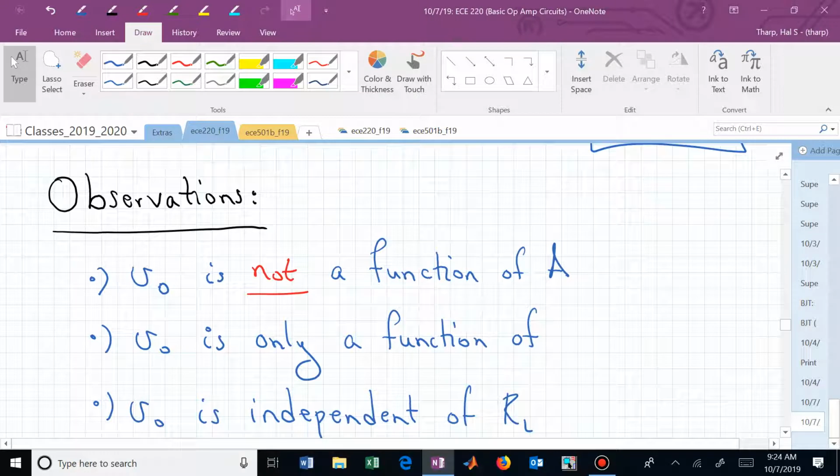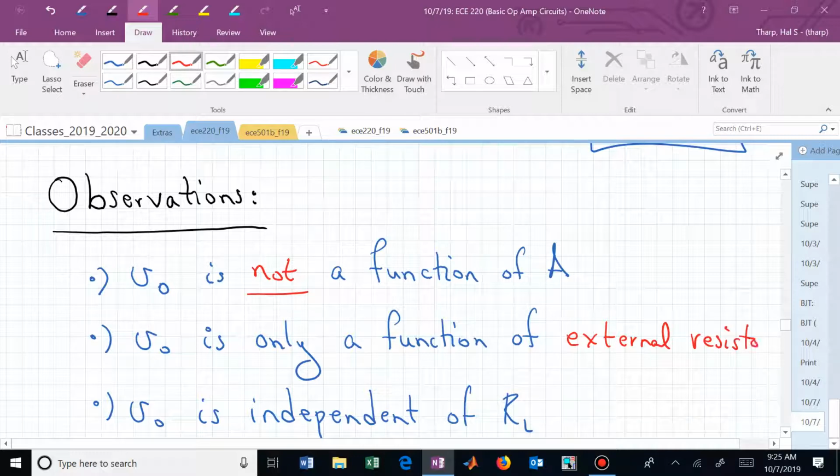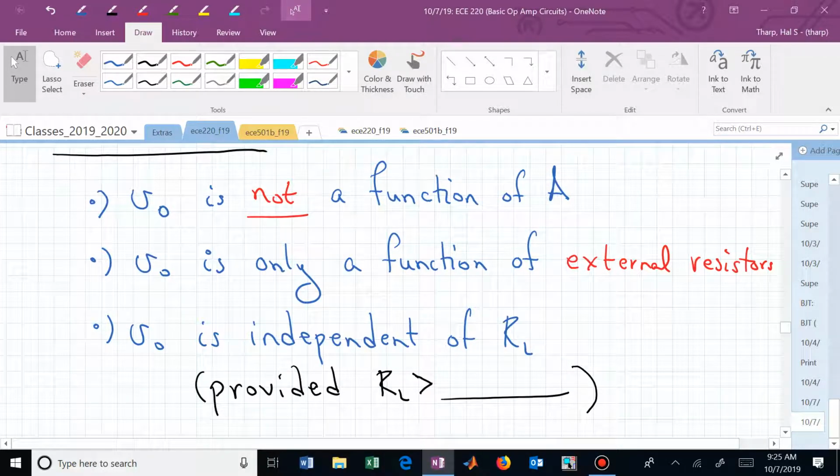V sub 0 is only a function of those external resistors, R sub F and R sub S, that we connected around that op-amp. V sub 0 is only a function of the external resistors. And in fact, V sub 0 is independent of R sub L. This one can kind of come back to bite you because you didn't see R sub L in there, but it can kind of come back because of how much current can we get out of this op-amp circuit?